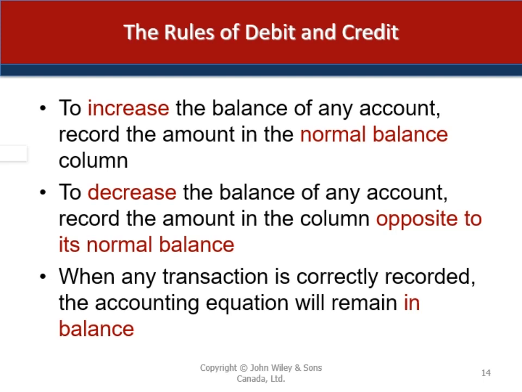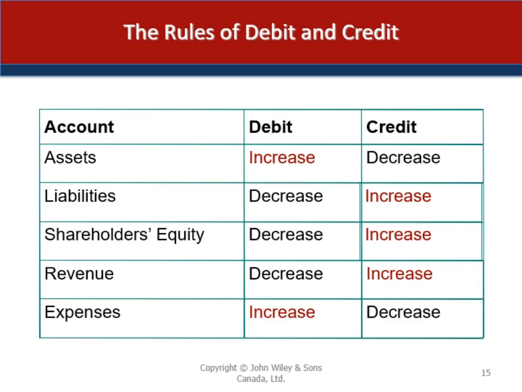In addition, we can develop this table to show how that works. Assets are normally a debit balance, so a debit would be used to increase them. Liabilities are normally a credit balance, so a credit entry would be used to increase them, and a debit would decrease liabilities. Shareholders' equity, also normally in a credit position, so they're increased with a credit. Revenues increase retained earnings, so they're essentially the same as shareholders' equity. So revenue is increased by a credit. Expenses are increased with the debit because they reduce shareholders' equity.